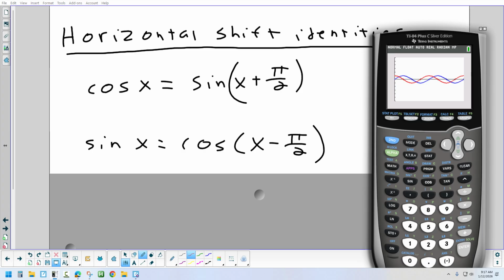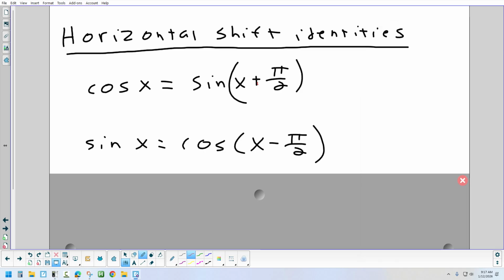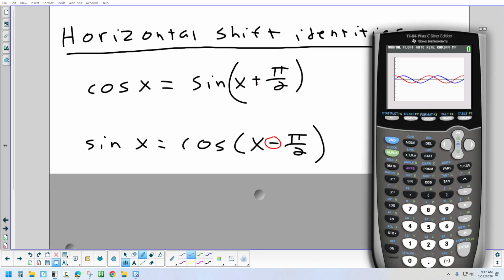But if you took sine, which is the graph in blue, and you shifted it pi over 2 units to the left, so move that right there, shifting sine pi over 2 units to the left will turn it into cosine. Or you could take cosine and shift it pi over 2 units to the right. And that would turn it into sine.